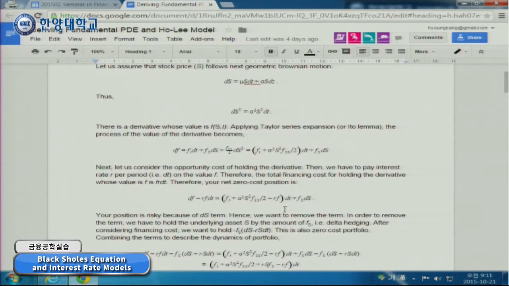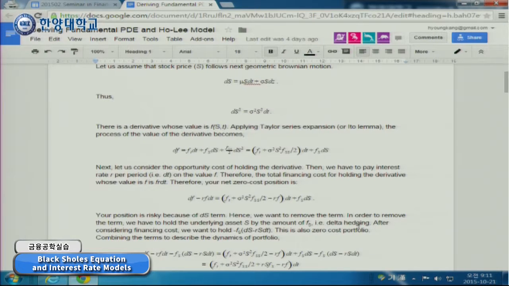Now you want to get rid of this risk term. You want to do delta hedging. Your position is risky because of this dS term, hence we want to remove the term. In order to remove the term, we have to hold the underlying asset S by the amount of f_S, which is called delta hedging. Suppose you are an investment banker, you sold the derivative to the client, and then you want to hold the position.